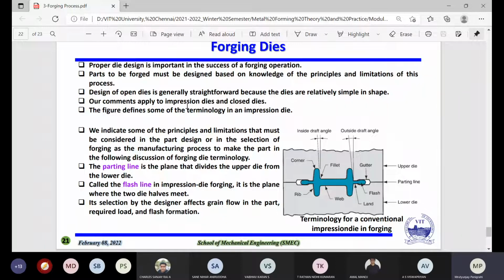The design of open dies is generally straightforward because the dies are relatively simple in shape. Sometimes we consider these very simple, so we can make them easily. But at the same time, you have to think very carefully. You have to do everything in a systematic way and think very properly. We indicate some of the principles and the limitations that must be considered in the part design or in the selection of forging as the manufacturing process.